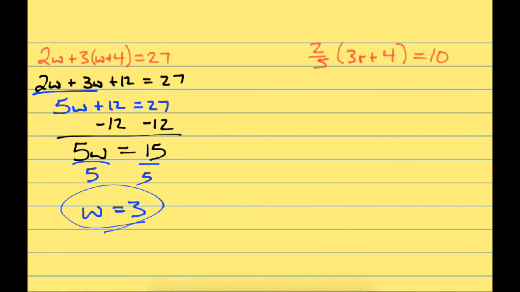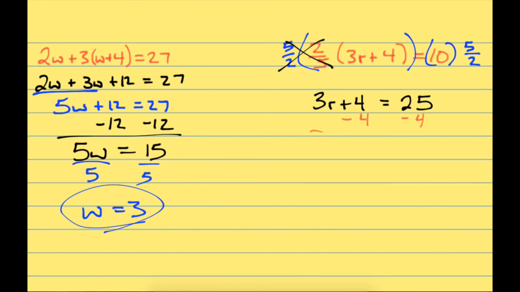With the second equation, we're going to use that technique of multiplying both sides by the reciprocal, which we can do because that 2/5 is a factor of the entire left side. When we multiply on the left, that cancels out those fractions, leaving us with 3r plus 4. And 10 times 5 over 2 on the right gives us 25. We know our next step is to subtract 4, giving us 3r equals 21. And dividing by 3 gives us r equals 7.